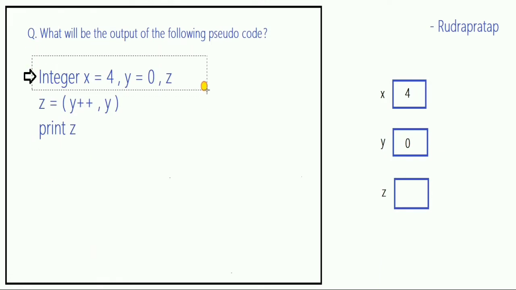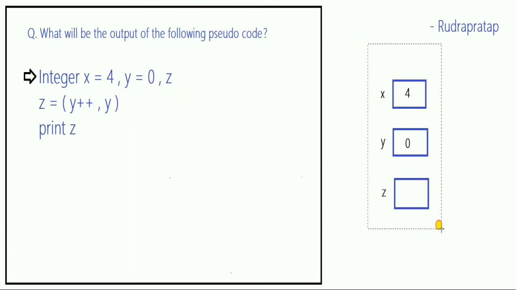So as the first statement we have integer x equal to 4, y equal to 0 and z. So the value of x is now 4, the value of y is 0 and the value of z is not initialized yet. After that we have a statement z equal to (y++, y).